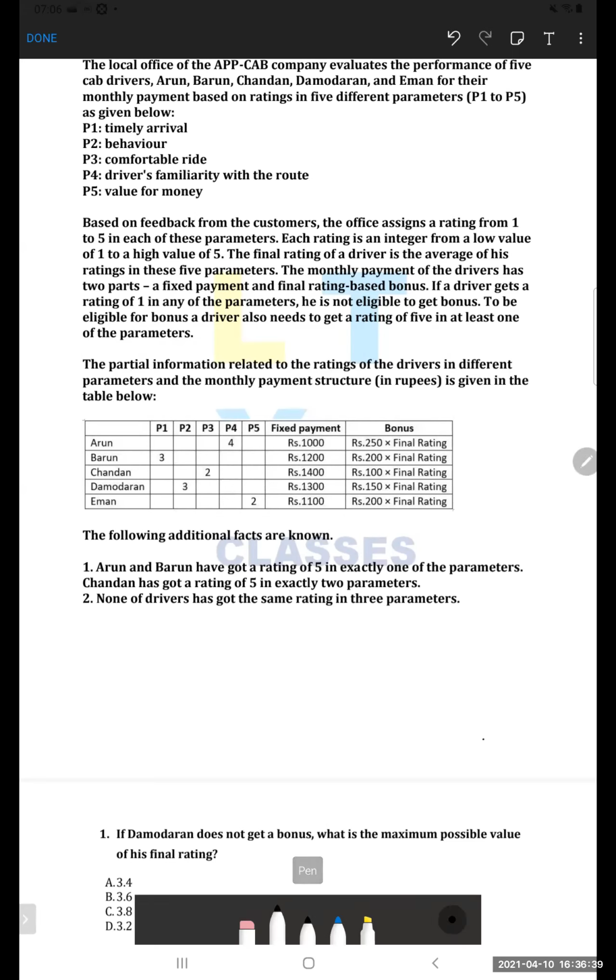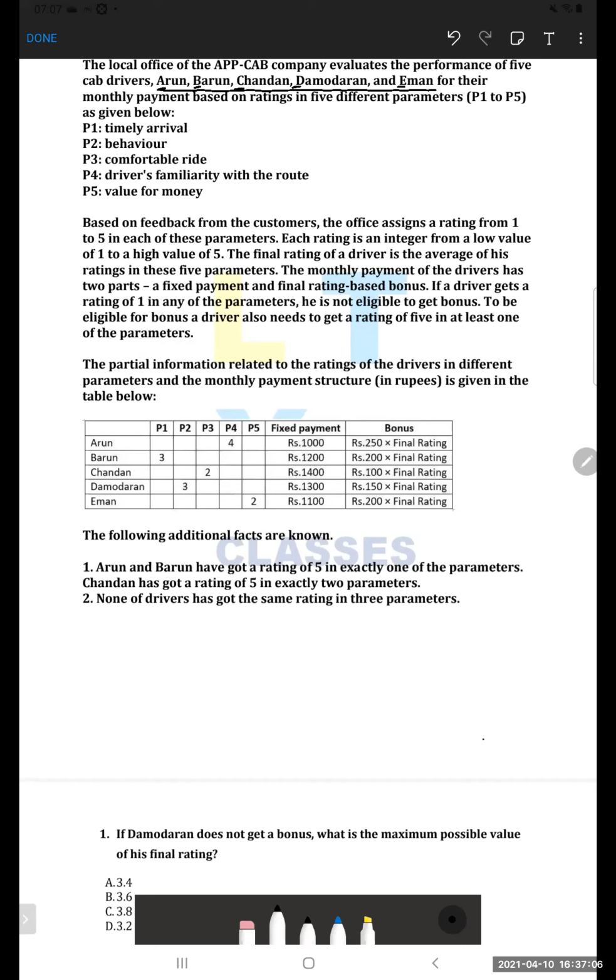The local office of the APP cab company evaluates the performance of 5 cab drivers: Arun, Varun, Chandan, Damodaran, and Evan. So, rather than reading the full names every time, we can simply say A, B, C, D, E, because the first letter of each name is how we can identify them.